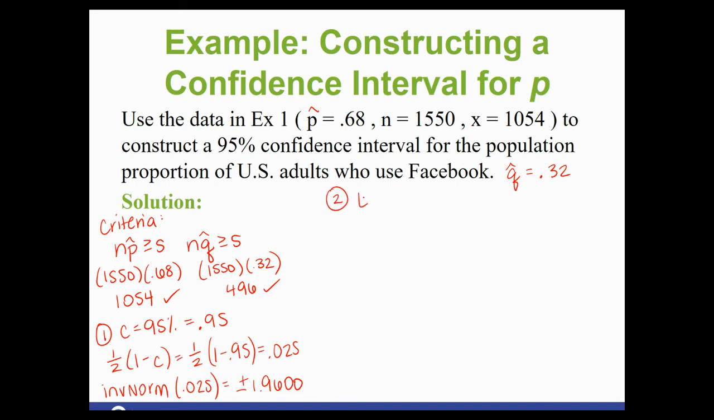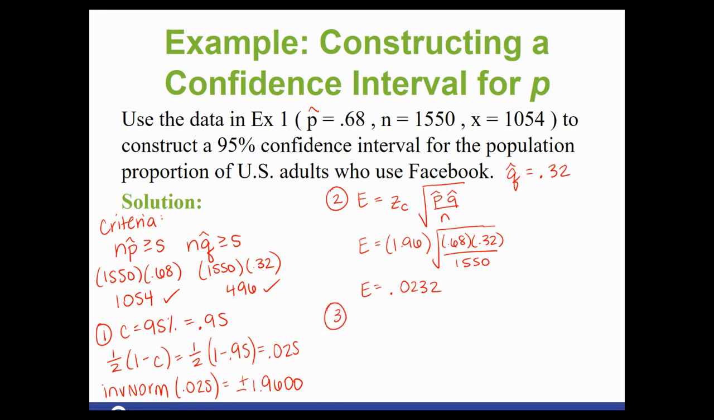Step 2, find that margin of error. Make sure when you are writing it, that square root should extend around the entire fraction there. So we're going to plug in our positive critical value. And then both our p hat and q hat multiplied on top, divided by our full sample size underneath that radical. Try to do that step all at once. So you just type it all in, you click enter, and you get 0.0232. That's your margin of error.